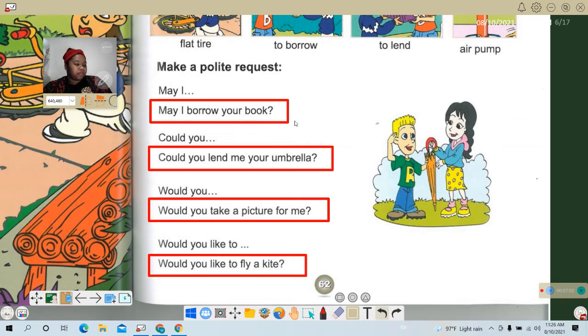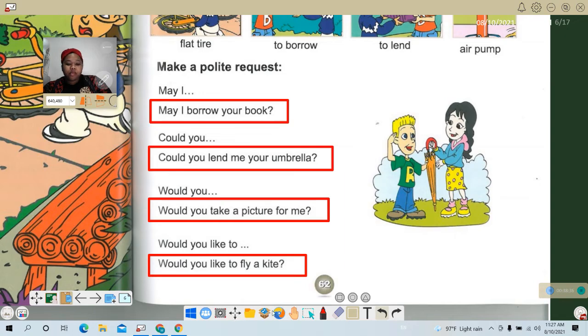May I borrow your book? Next, could you lend me your umbrella? Next, would you take a picture for me? Next, would you like to buy a car? Okay. So do you understand all of this?